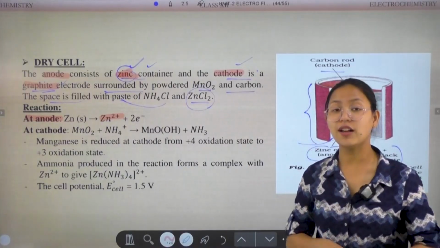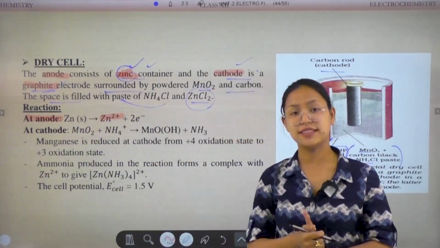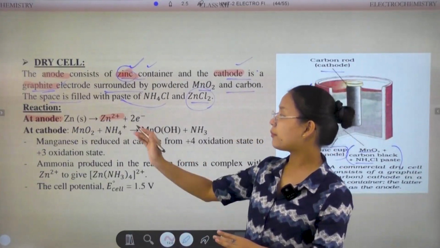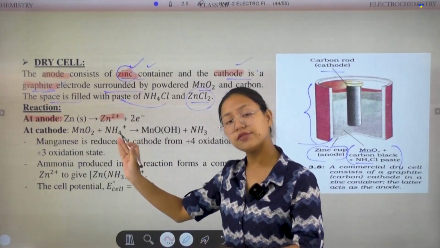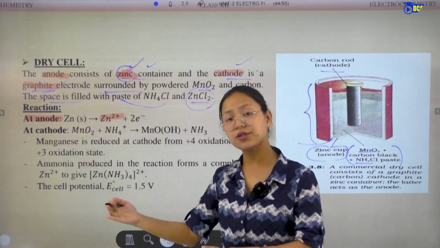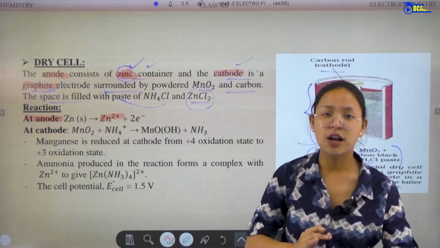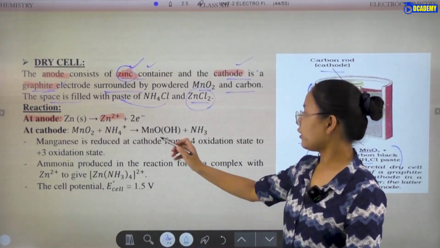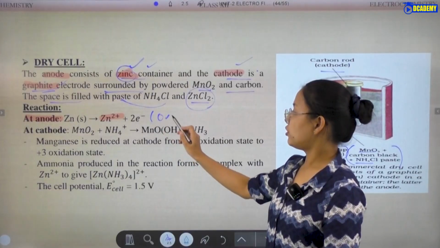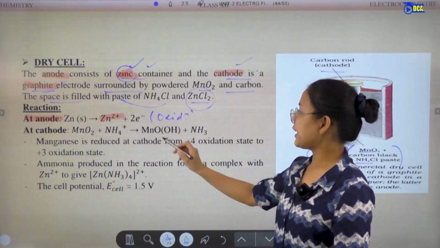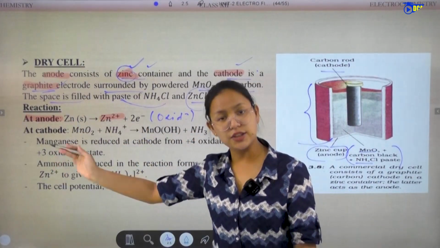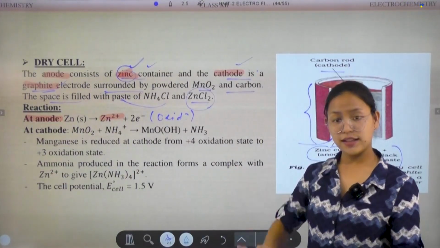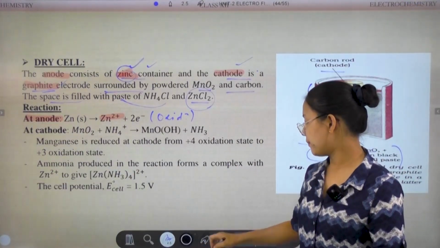Zinc 2 plus ion, it loses 2 electrons. Zn forms Zn 2 plus, it loses 2 electrons and undergoes what? Oxidation. Correct? So here we know oxidation takes place at the anode. Then what about the cathode?